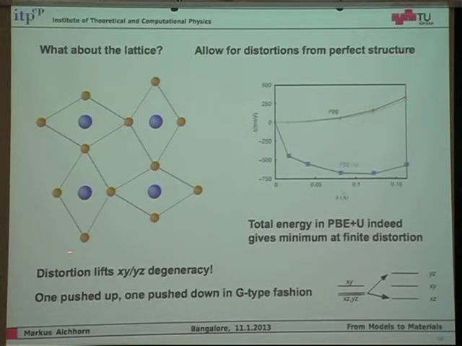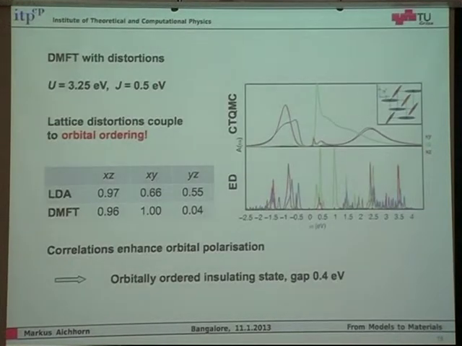So if you allow for these distortions, of course you lift the degeneracy of the orbitals. One of these xc, yc orbitals, which was degenerate before, is pushed up even above the xy, and the other one is going down below the xc. So of course you might expect what happens now. The thing is, it gets orbital ordered.